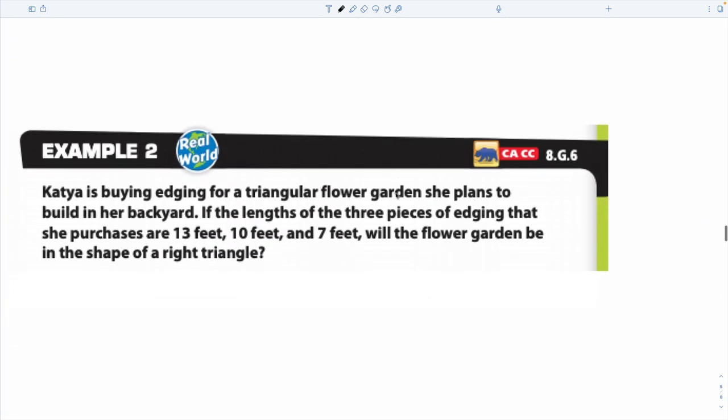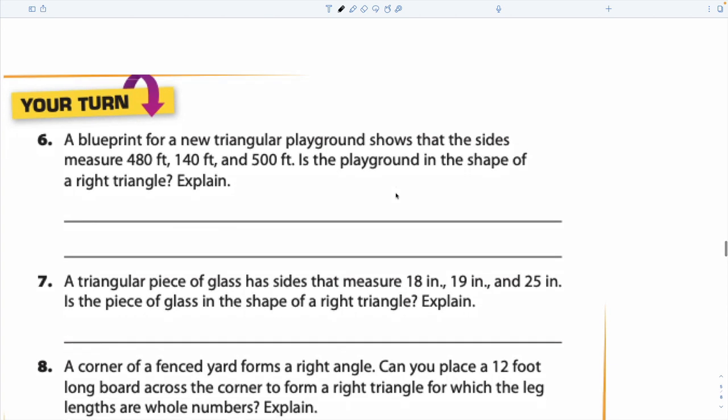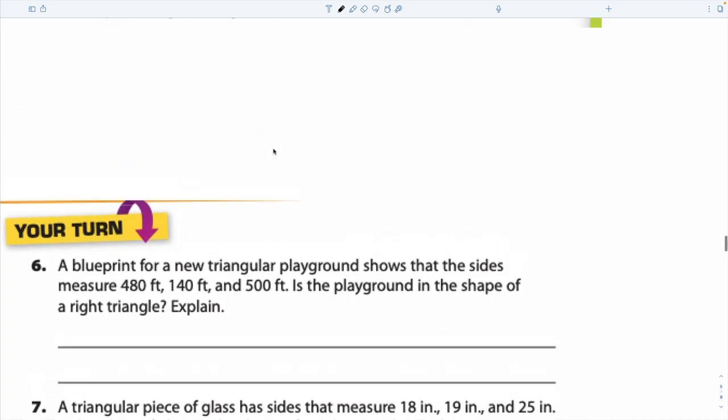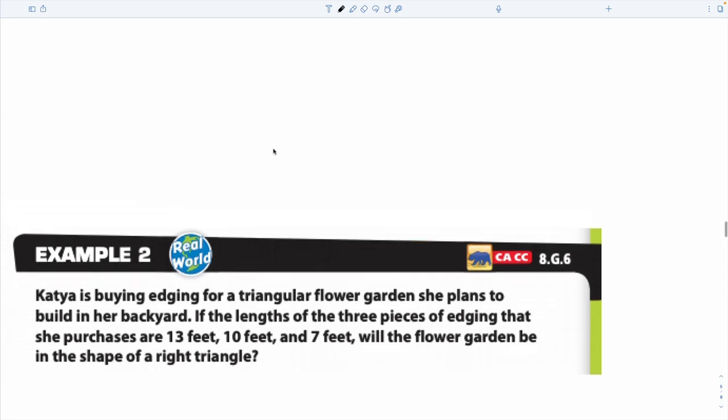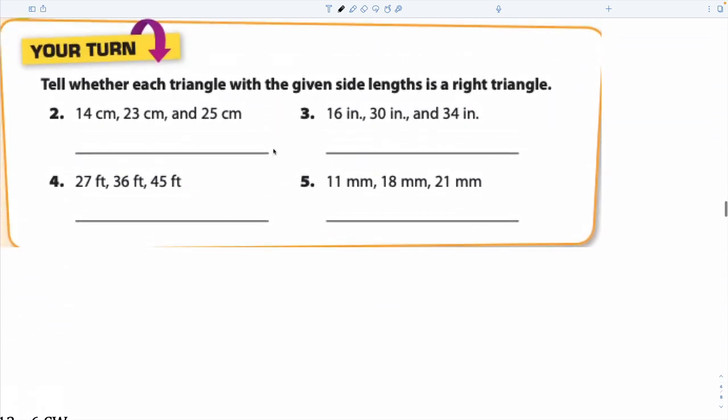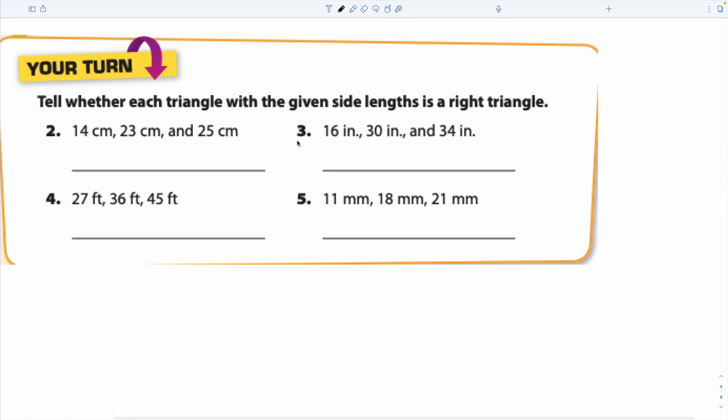If you finish, go to bronze. After you finish these ones, we're going to do one more word problem. You can start bronze. Just flip back to the example when we start that word problem.